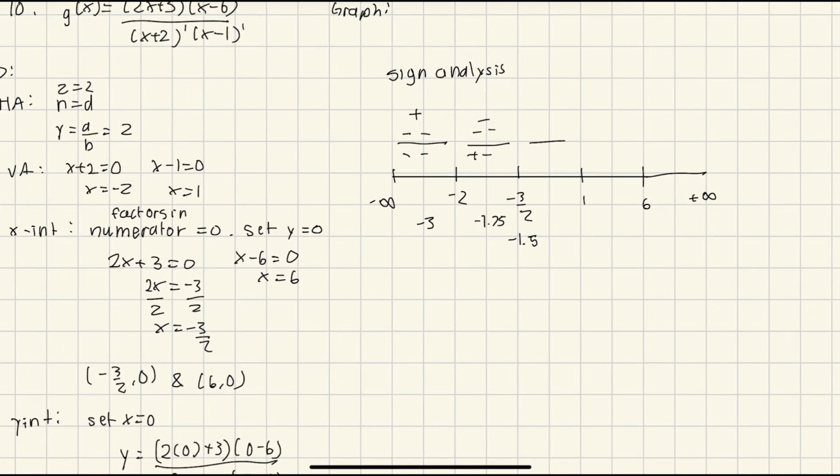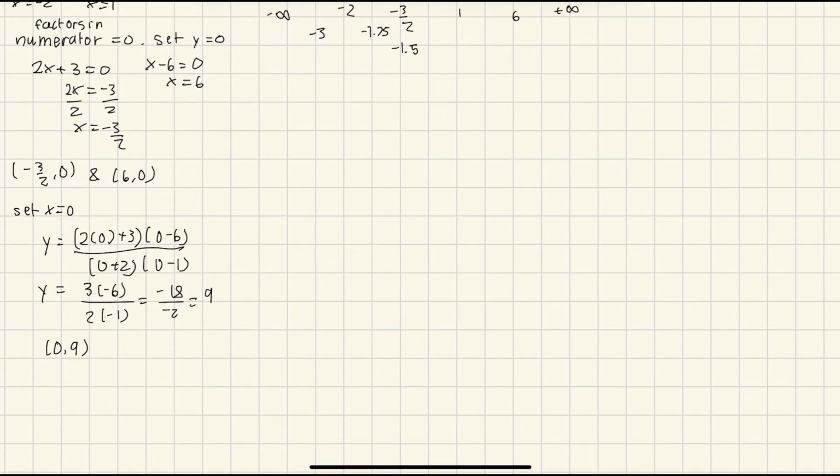The result from this will be positive, negative, positive, negative. This is going to be positive, negative, positive, positive. This is going to be positive, positive, positive, positive. So the results across the intervals are: positive, negative, positive, negative, positive. All right, so now we can just graph this.